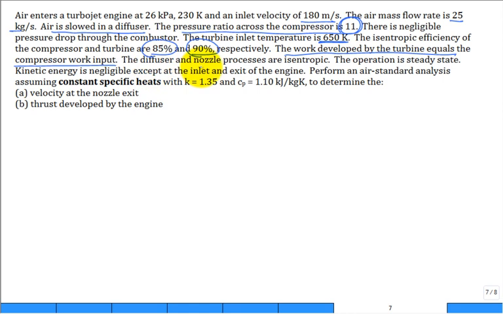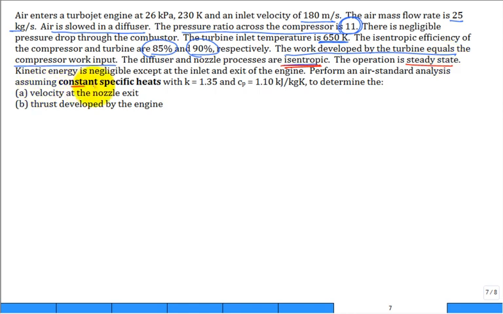Okay. The diffuser and nozzle are isentropic. Good luck if they weren't. I know you can do it. You just have to go back to chapter 6 and review the isentropic efficiencies. But let's not do that. I don't think any problems have isentropic efficiency for either a nozzle or a diffuser. They're all assumed isentropic. Operation is steady state. Good. There's no transient calculations in all chapter.